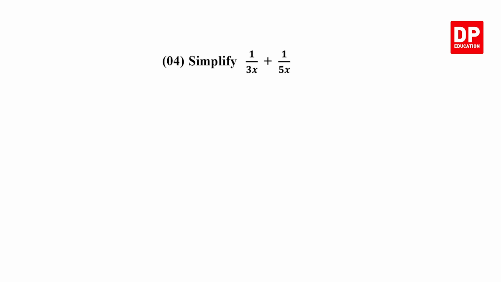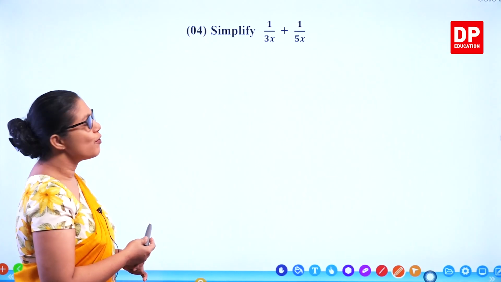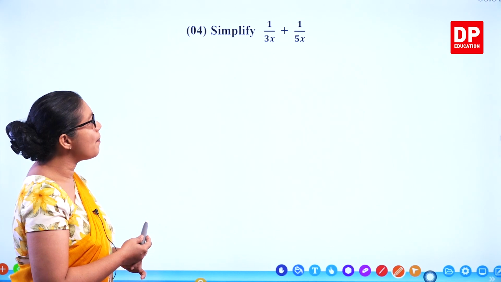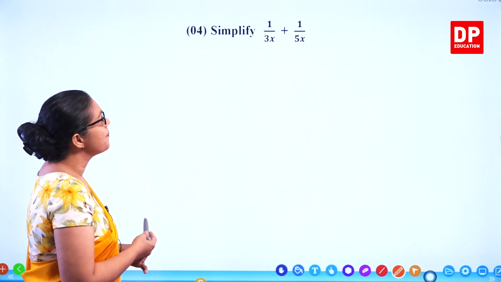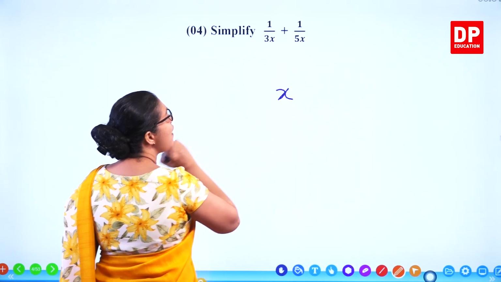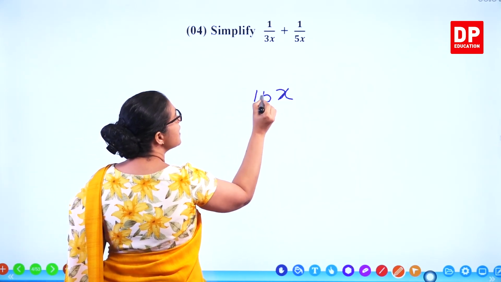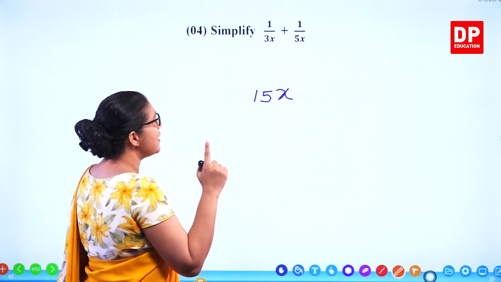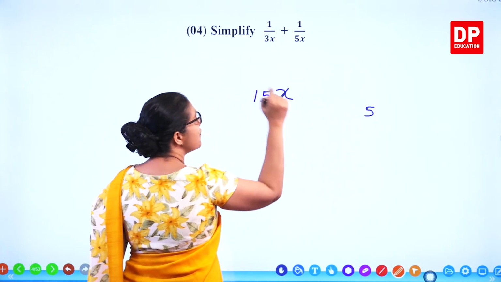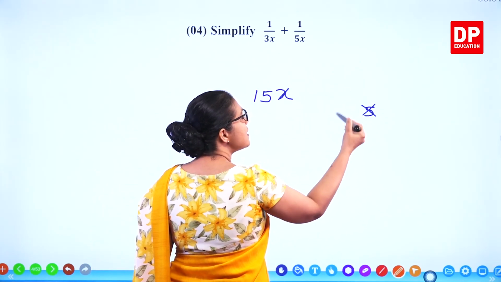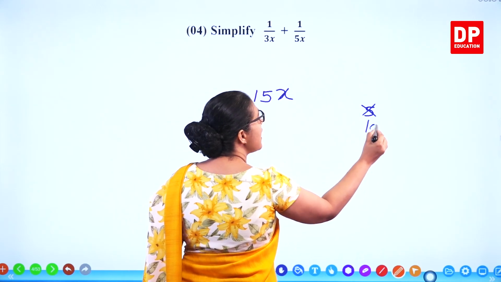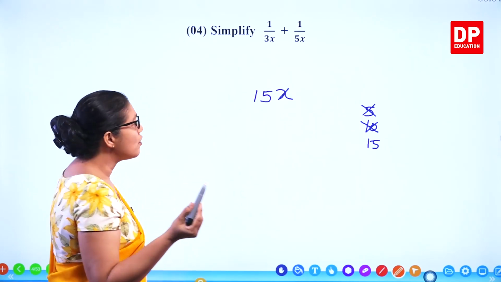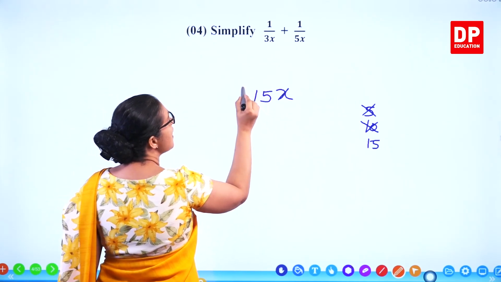Question number 4. Simplify. Look at the denominators. Both are different, so you have to find the lowest common multiple. What's the lowest common multiple of 3x and 5x? The x term is there, and for 3 and 5, that becomes 15. How do you find the lowest common multiple? Take the highest number and see whether it's divisible. 5 is not divisible by 3, so you take the next multiple. 10 also is not divisible, then you take 15. So 15 is divisible by 3 and 5, so the lowest common multiple is 15x there.